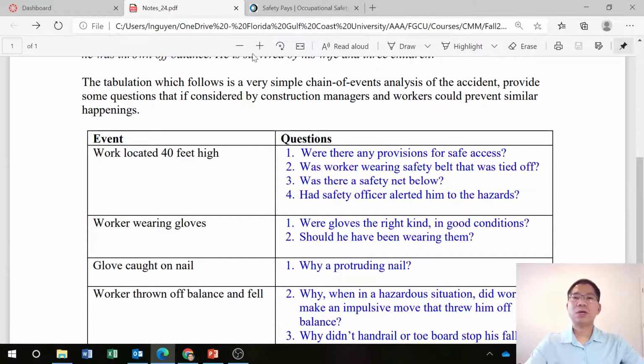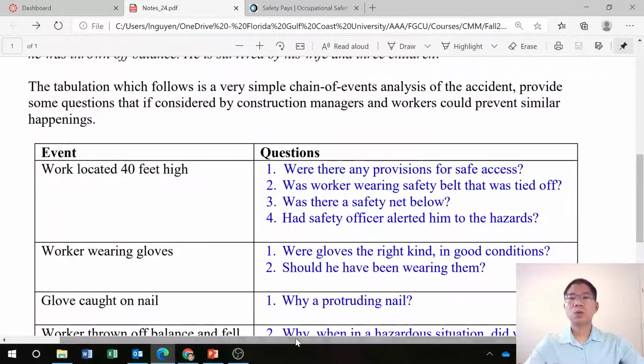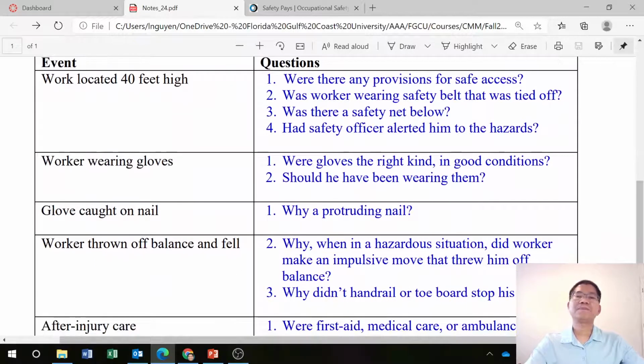For example here, the worker was located 40 feet high. So we have a question: were there any provisions for safe access? Was the worker wearing a safety belt that was tied up? So, a safety belt: if the worker is thrown off balance, the safety belt will hold him or her. Was there a safety net below? Because with a safety net, if he falls, he will land on the safety net. Had the safety officer alerted him to the hazard so that he is aware when he works? So it's very important, working 20 feet or more from the ground.